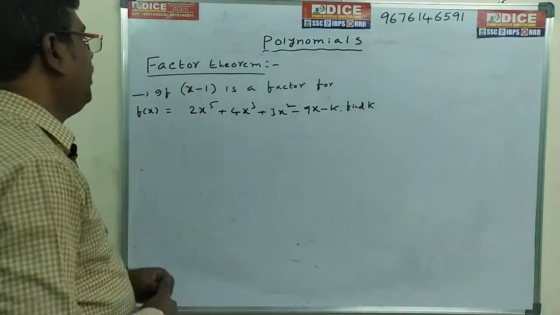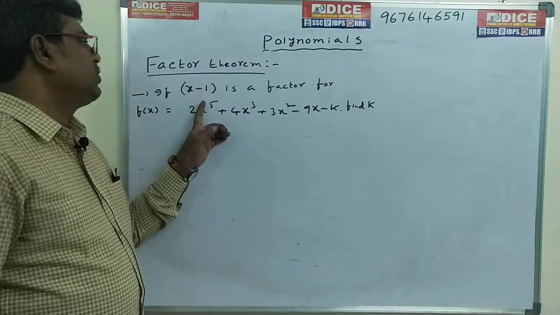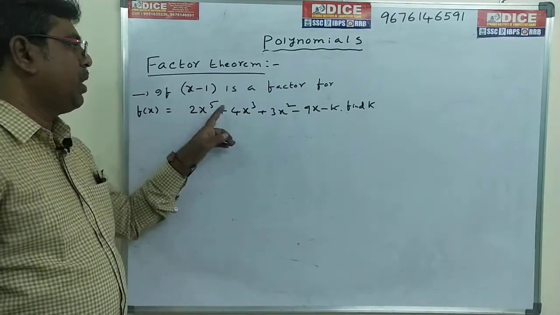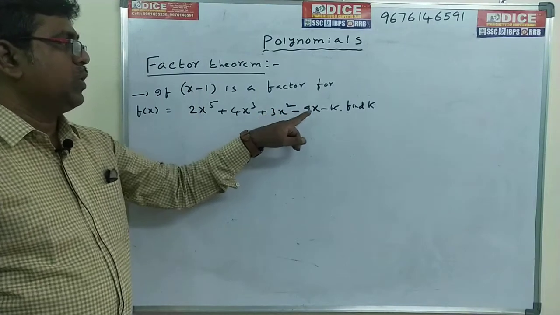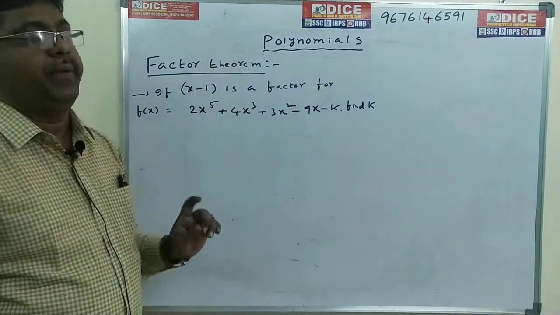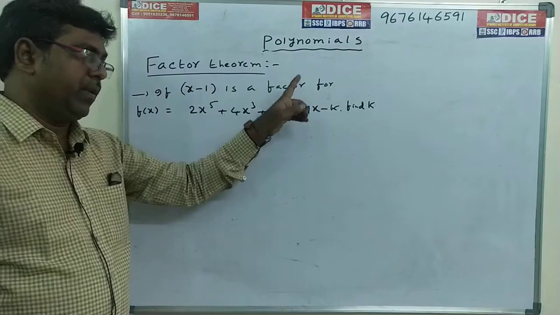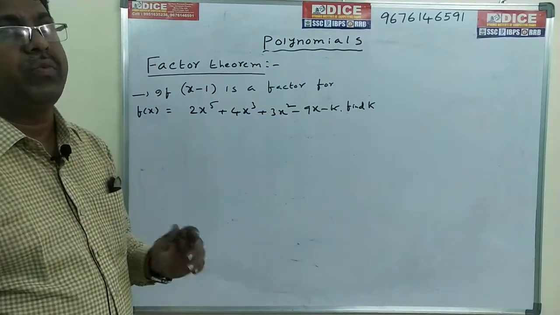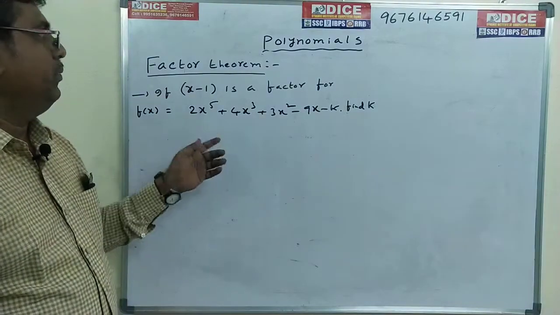Now come to the problem. If x minus 1 is a factor for f of x is equal to 2x to the power of 5 plus 4x cube plus 3x square minus 9x minus k, find k. If x minus 1 is a factor for f of x, find k. Is a factor means first of all you have to take the function equal to 0.